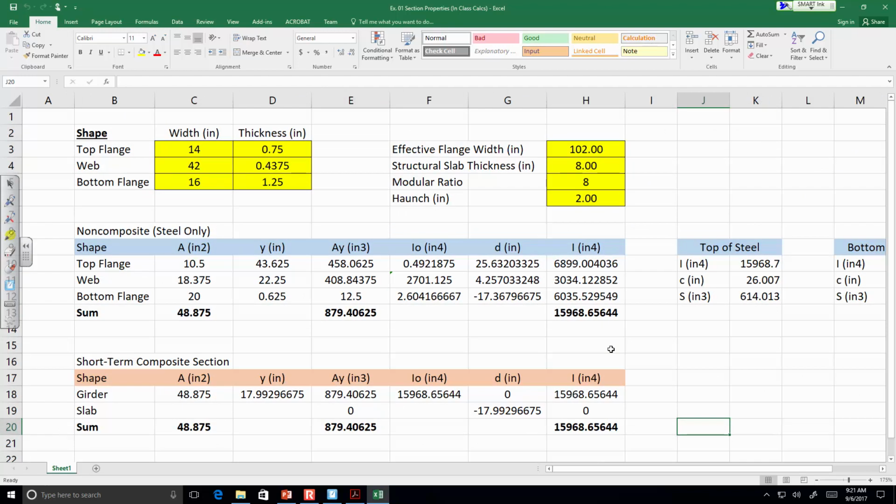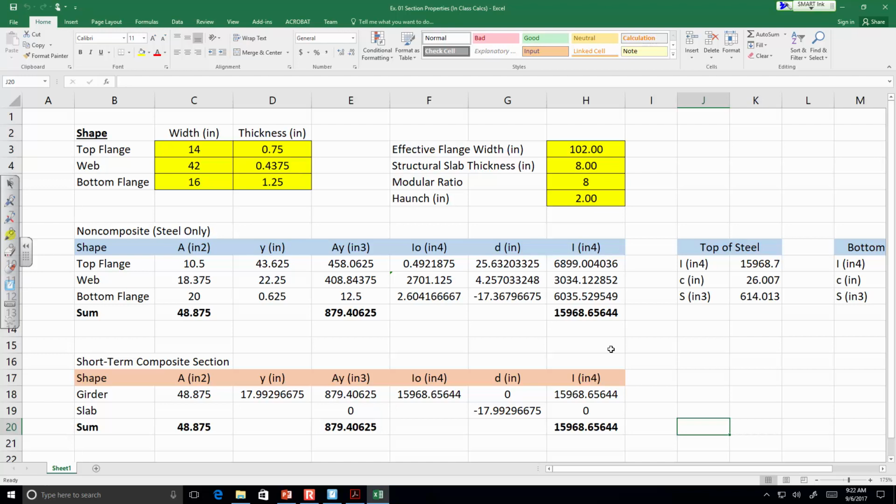We had done non-composite properties here, and we were getting ready to do composite properties. Was everybody clear with everything that we did up here? Did that all make sense? Okay, well, let's take a look at the short-term composite section. There's only 2 elements that you have to consider in the composite section, the girder and the slab. For the girder, we already have the A and the AY and all this computed because we just did it up here. There's no need to recalculate the top flange, web and bottom flange because it's already there. So the only thing we really need to figure out is the slab.